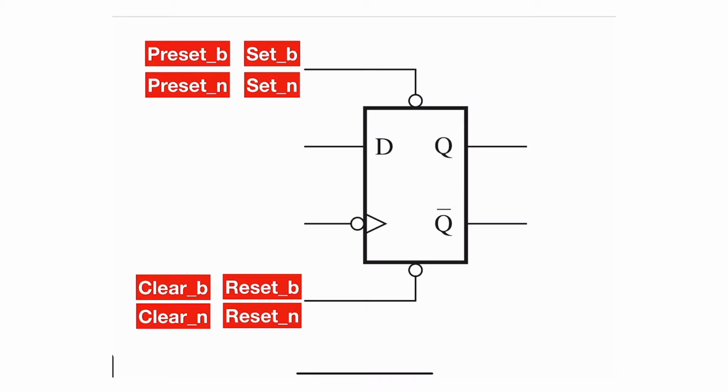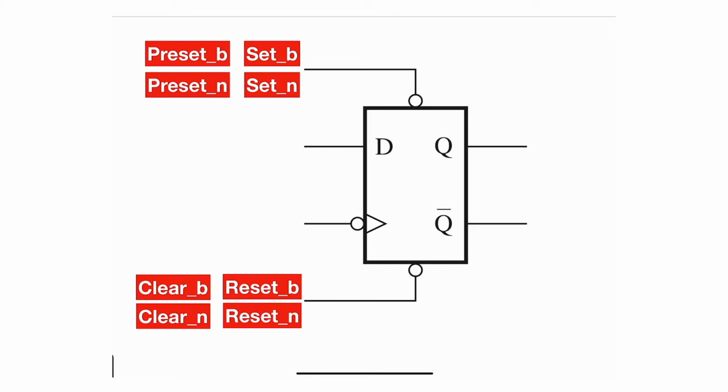The same goes with this particular input, but instead of setting the flip-flop to 0, it sets it to a value of 1. The name is usually set or preset. Again, the underscore B or underscore N represents that it's active low. If it is active high, you just don't use the underscore at all. You just say set, preset, or reset and clear, and that's it.